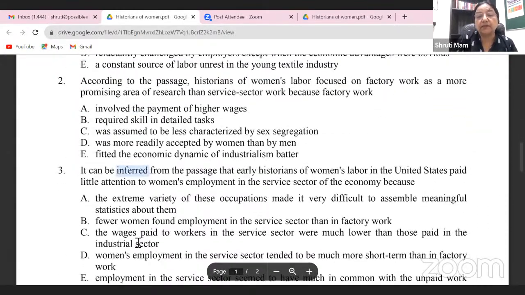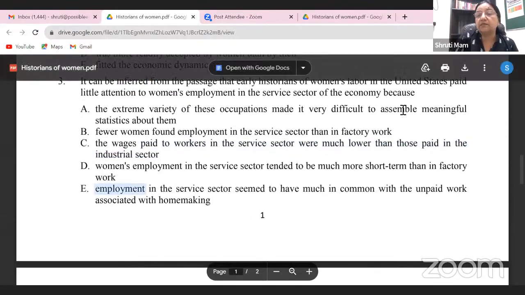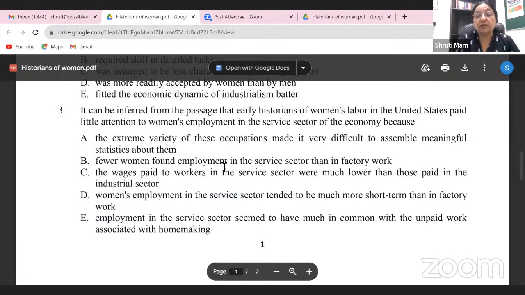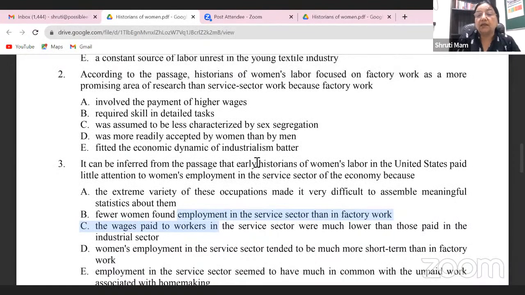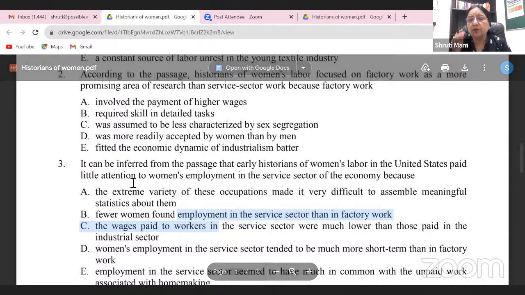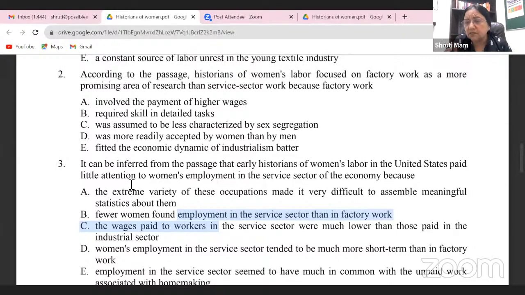Please, all of us look at question number 3. It clearly says: it can be inferred from the passage that early historians of women's labor in the United States. I'm only targeting inference questions today so that when we are reading articles, we are able to look at the different kinds of interpretations or understandings that we need to make out from the crucial part of the article.